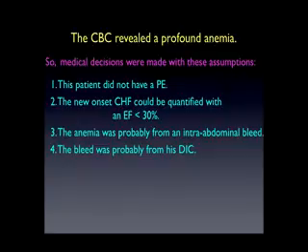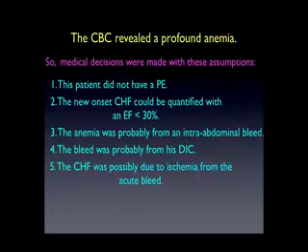The bleed might very well be from his DIC. And lastly, the CHF possibly could be due to ischemia from the acute bleed. Obviously, this would change your clinical management, whether to call surgery for the abdominal bleed, how much fluid to give, whether you wanted to give inotropes. Many decisions could be made based upon this ultrasound, based upon both ultrasounds.